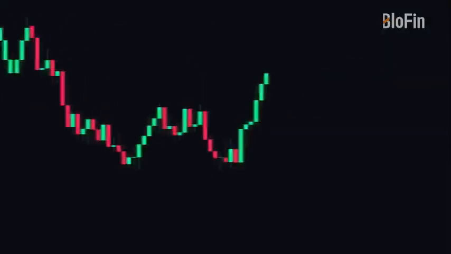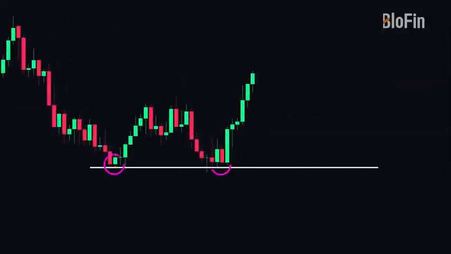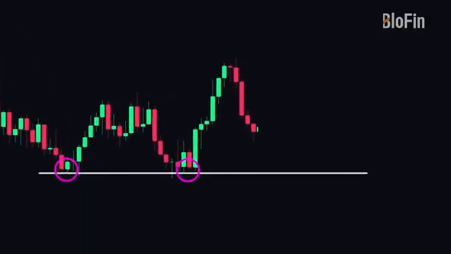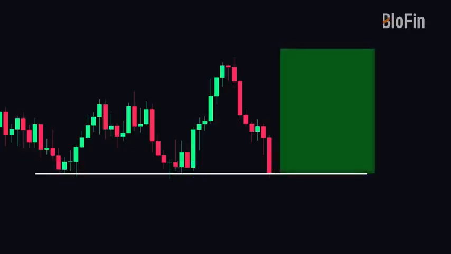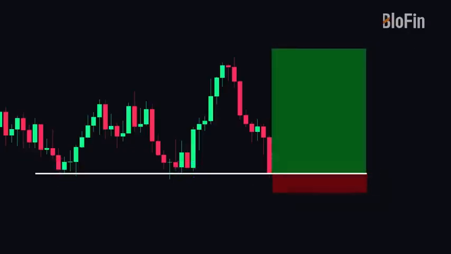For example, let's say there's a support level on a chart where price has bounced off twice. As price approaches that level again, what do you think most traders will do when they see this setup? They'll expect another bounce, so they'll enter a long position right at the support and place their stop loss just below it. If they're more cautious, they might place it further down to avoid getting stopped out easily.